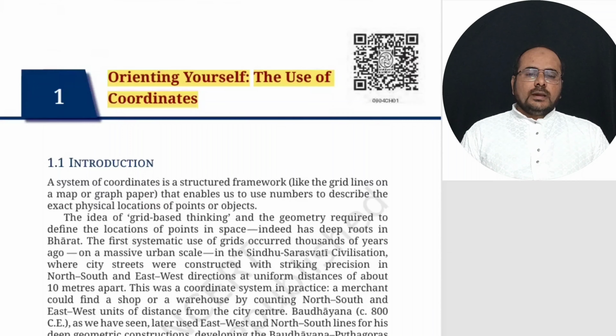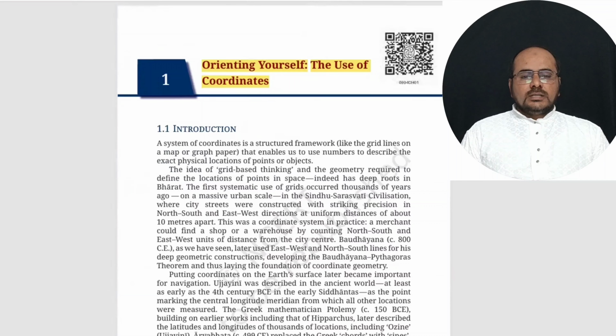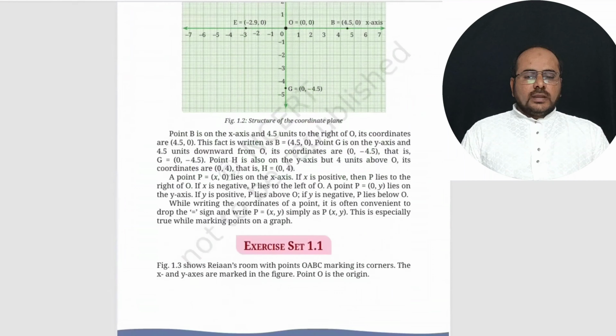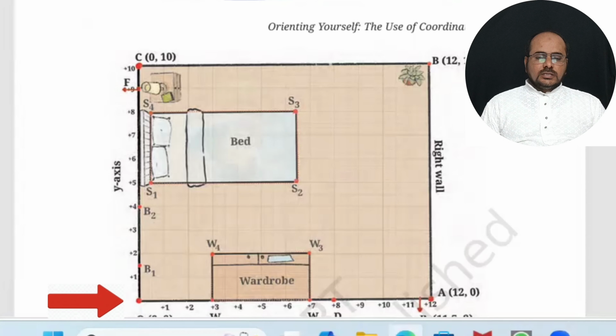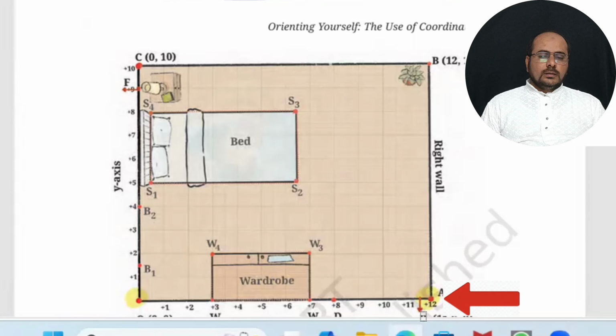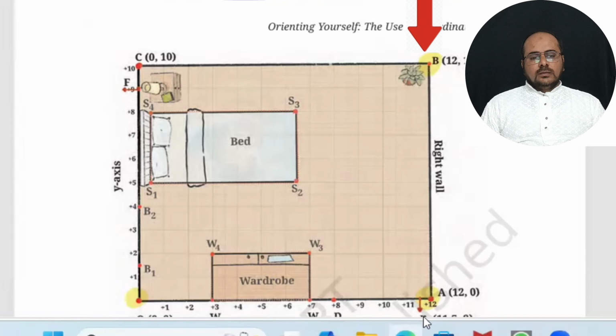This is the new syllabus, my dear, for the academic year 2026-27. Now in this video we shall discuss exercise set 1.1. Now if you see in your textbook, Figure 1.3 shows Rian's room with points O, A, B, C marking its corners. My dear, if you observe in this diagram, this is O. Here it represents a corner and A is one corner, B as well as C. So here O, A, B, C are the corners mentioned in this diagram.